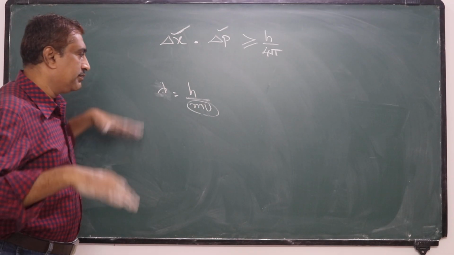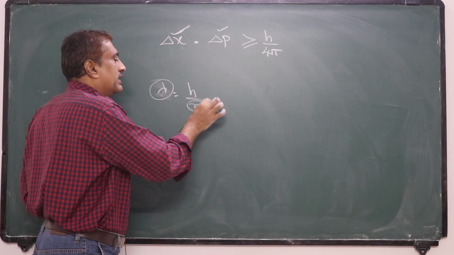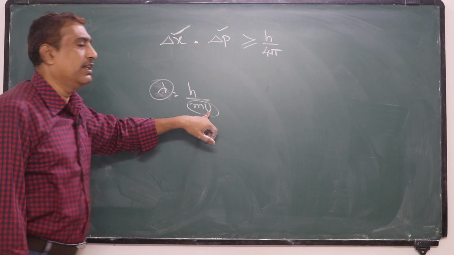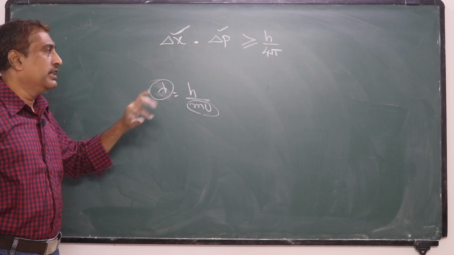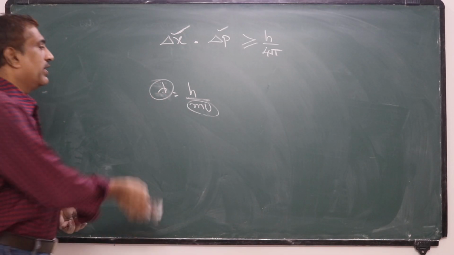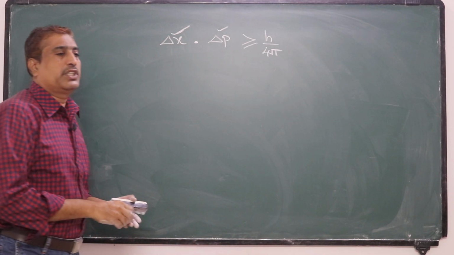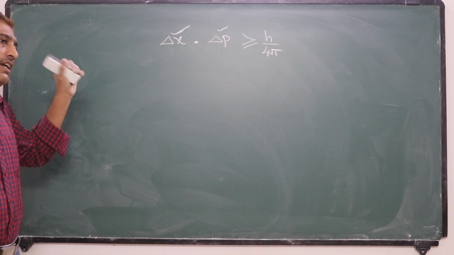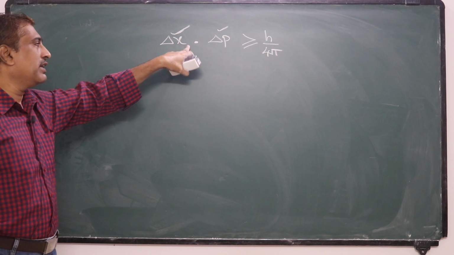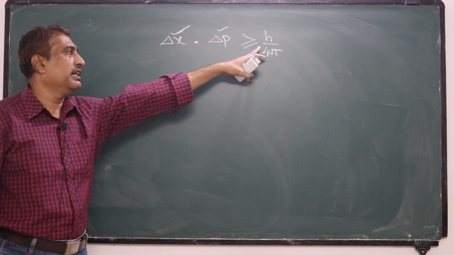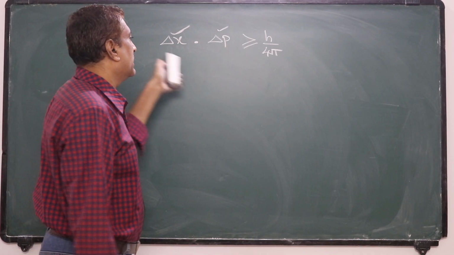Suppose we consider a larger wavelength, then its velocity will be less. We can measure the velocity accurately, but we cannot measure the position of the particle. So in this way, according to the Heisenberg uncertainty principle, we cannot measure the position and momentum of the particle to a high degree of accuracy simultaneously. And the product of uncertainties in the measurement of position and momentum is always greater than h by 4 pi. So this is called the Heisenberg uncertainty principle.